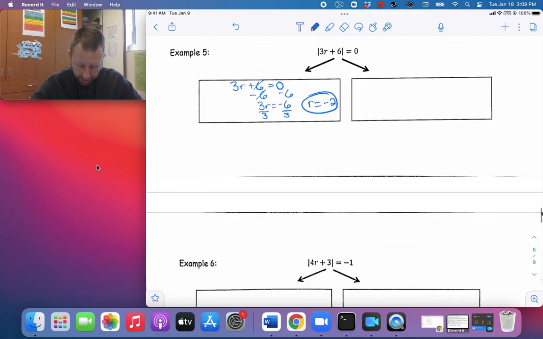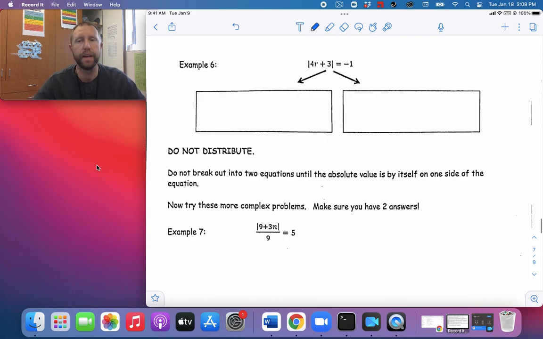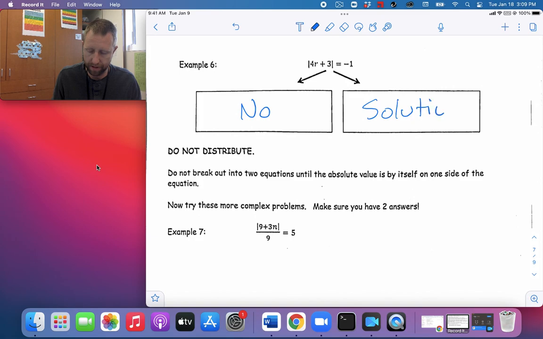Now when you turn to the next page, example number 6 says the absolute value of 4r plus 3. So the distance from 0 of that expression is negative 1. You can't have a negative distance. I always like to think of Michael Phelps. Even when he does backstroke and he's swimming backwards, he's still doing a positive distance, right? There is no negative distance. So if your absolute value bars are set equal to a negative number, that's not possible. So we're going to put no solution for this one because you can't have a negative distance.